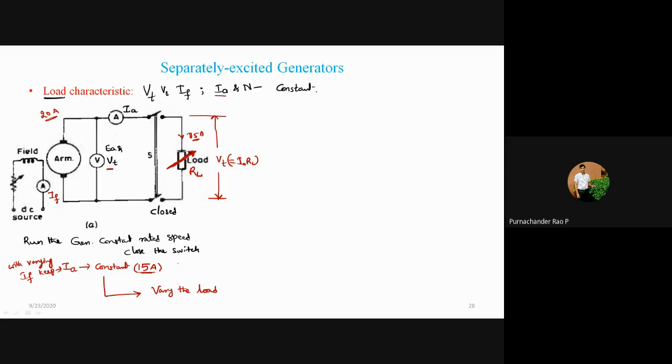Load vary చేసినప్పుడు ఏమవుతుంది చెప్పండి? When you vary the load, ఇప్పుడు మనం ఇంతకుముందు ఏం చేసాము? We just adjusted the load to carry a current of 15 amps.